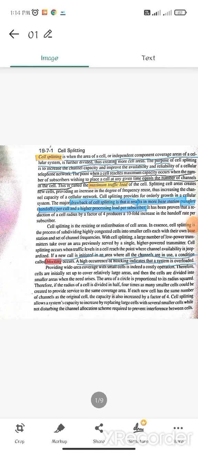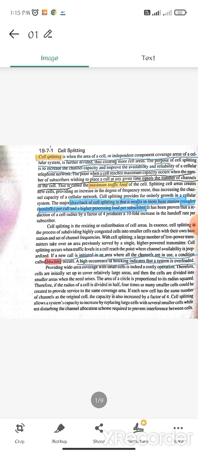ഇന്ന് നമ്മളിവിടെ എടുക്കാൻ പോകുന്ന ടോപ്പിക് some methods used in cellular system. So there are two methods to increase the capacity of the cellular system, that is cell splitting and sectoring. Cell splitting എന്ന് പറയുമ്പോൾ ആ പേരിൽ തന്നെ ഉണ്ട്, that is splitting of cell.